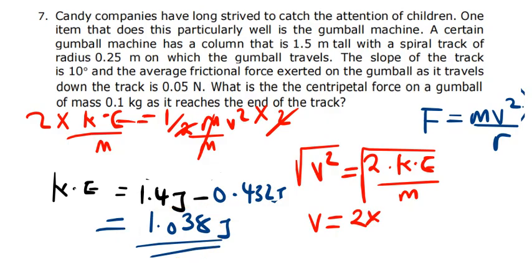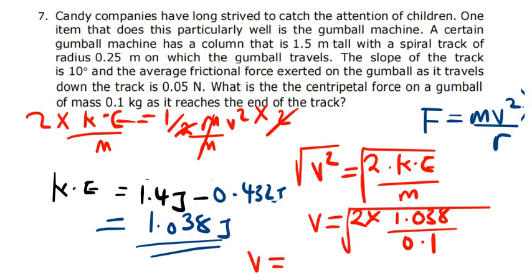So this is 1.038 joules, divided by the mass. What have we been given as the mass? 0.1 kg. We are square rooting this. So what is the v in this case? So what do I have?